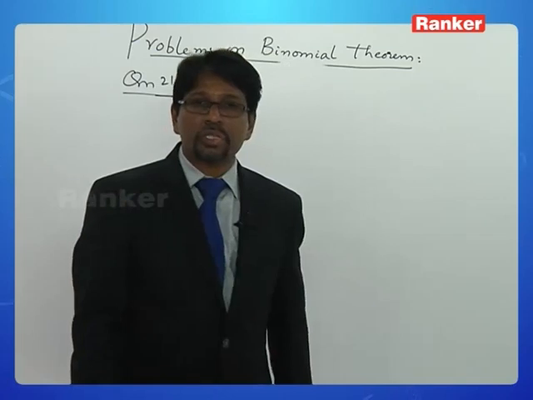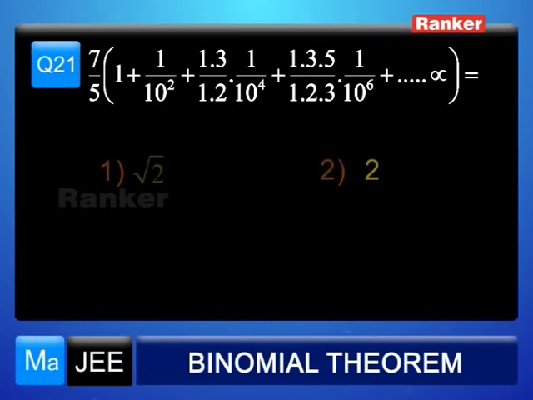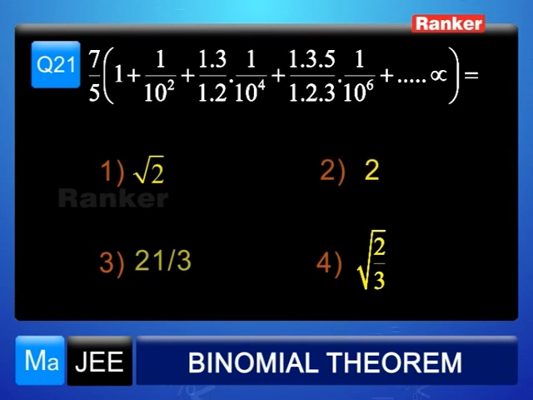Let's move on to the next question. Question number 21. 7 by 5 into 1 plus 1 by 10 square plus 1 into 3 by 1 into 2 into 1 by 10 power 4, plus 1 into 3 into 5 by 1 into 2 into 3 into 1 by 10 power 6, and so on up to infinity, is equal to: first option root 2, second option 2, third option 21 by 3, fourth option under root of 2 by 3.